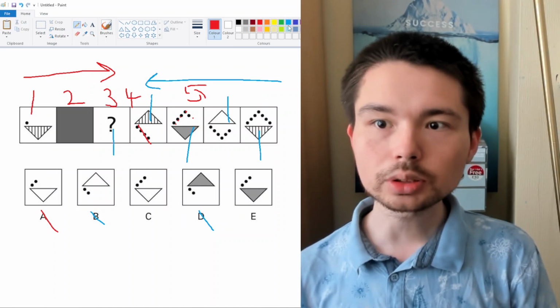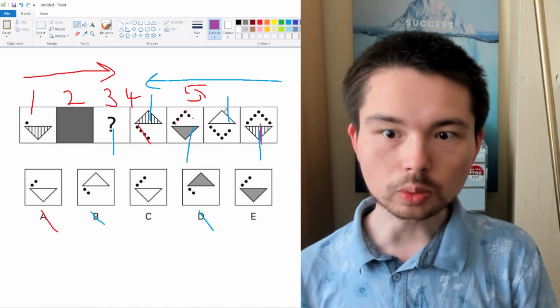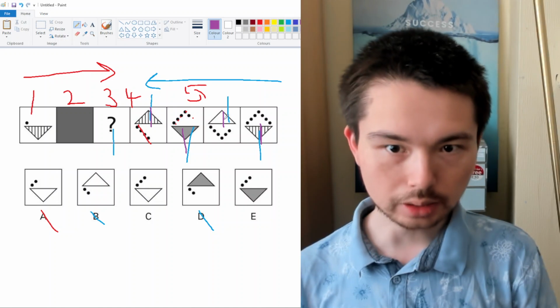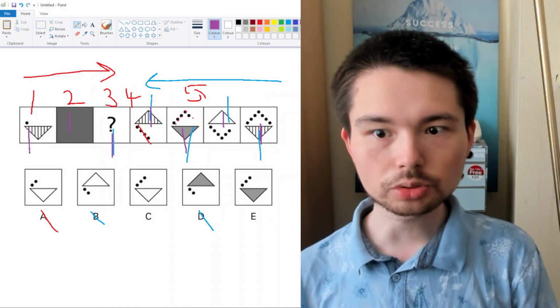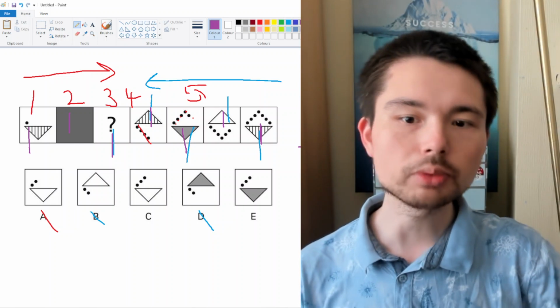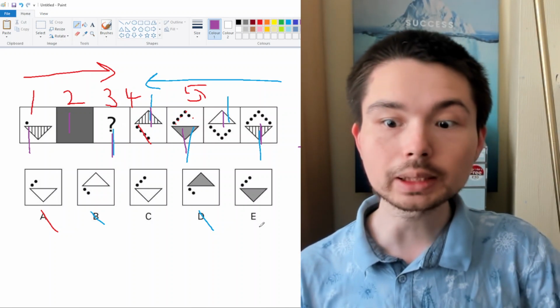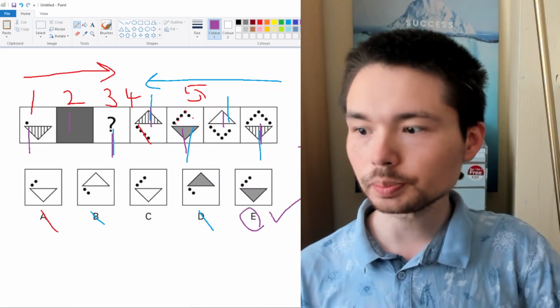Now look at the pattern of the triangle. Lined, white, grey, lined. White, grey, lined. So it's just a pattern of 3, just like we saw before. It is a grey triangle going down. E is the answer.